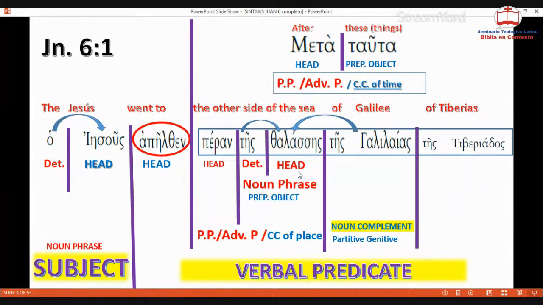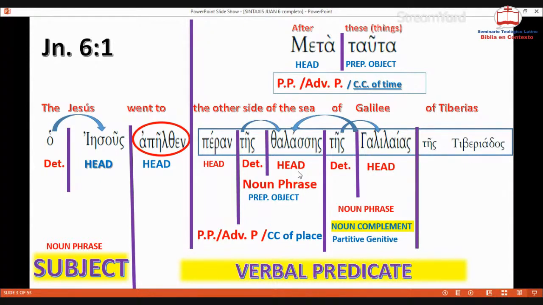It's modifying that, and it's functioning as a noun complement, and that noun complement is a noun phrase. If it is a noun phrase, we need to find the head and understand that it has a noun as a head. So we have tis as a determiner article, modifying adjectively Galileas, that is a proper name, and it is the head of the noun phrase working as a noun complement. The specific function of this phrase is a partitive genitive functioning as a noun complement.